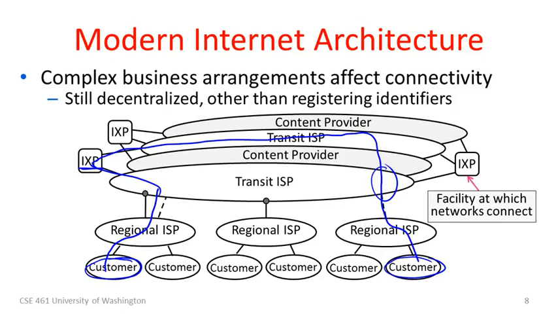The other difference is that there are now also content providers. These content providers might source a movie which might go over the IXP to a transit network and down to another customer.